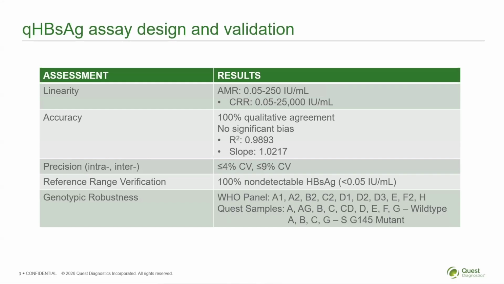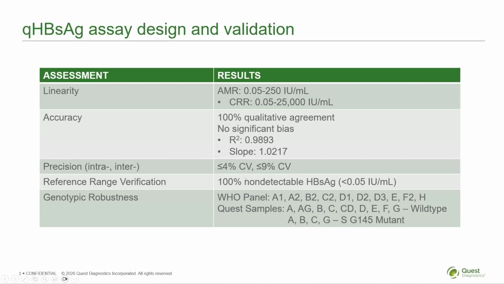For reference range verification, we used blood donor samples, which we presume to be otherwise healthy, and there was 100% non-detection of surface antigen in that population. In terms of genotypic coverage, which I think is one of the things that came up as a question earlier, we did extensively try to validate the coverage of our assay in terms of the different genotypes that are present. Of course, with Quest being US-based but having clients internationally, we needed to make sure that our assay will work for our clients globally.